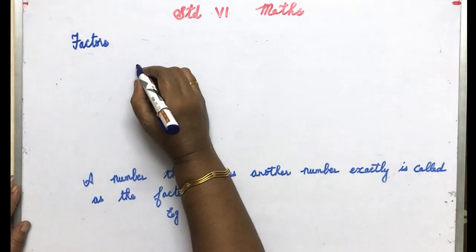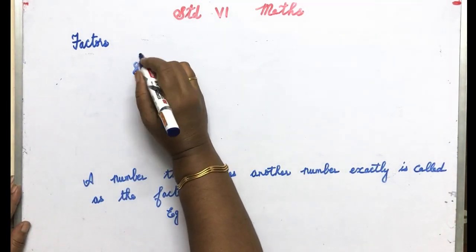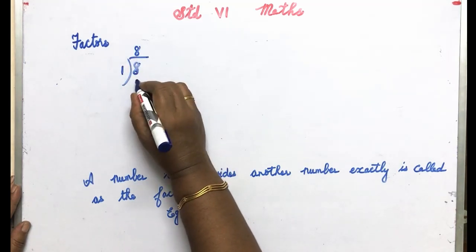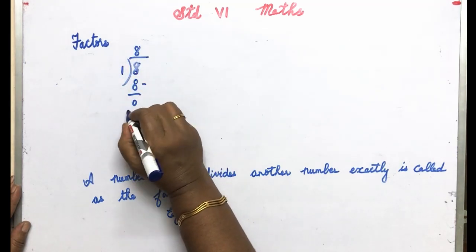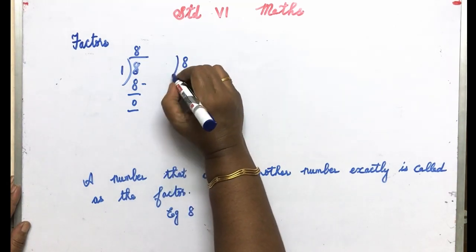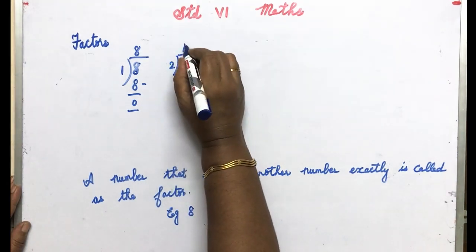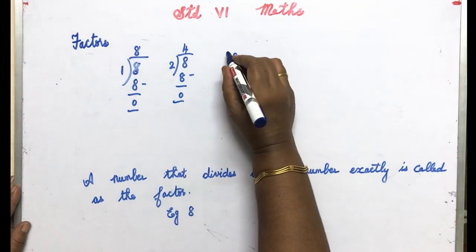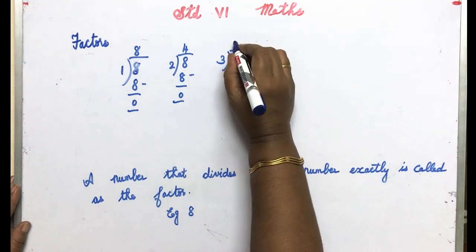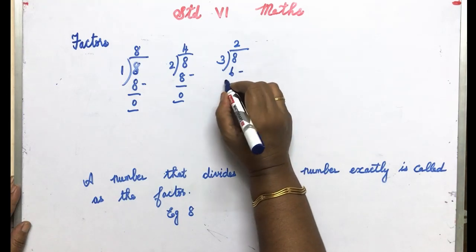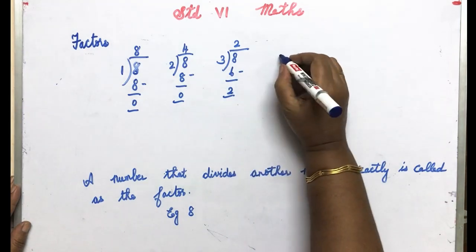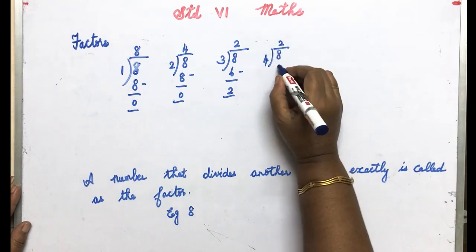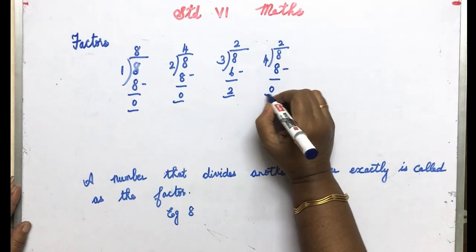Now, 8 can be divided by 1 because 1 is less than 8. So 8 times we can divide. 8 minus 8 is 0. Next, 8 can be divided by 2. 4 2s are 8. 8 minus 8 is 0. 8 can be divided by 3. 3 2s are 6. Remainder is 2. 8 can be divided by 4. 4 2s are 8. 8 minus 8 is 0.